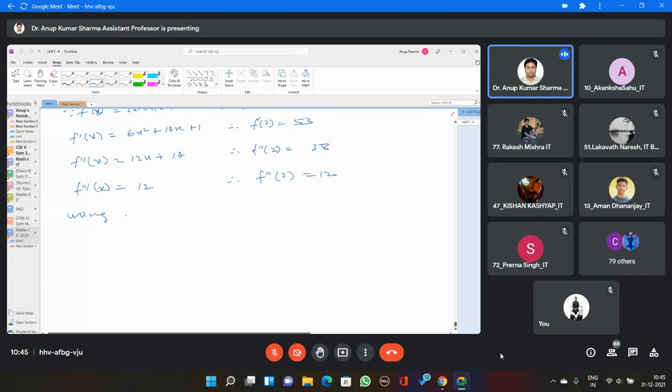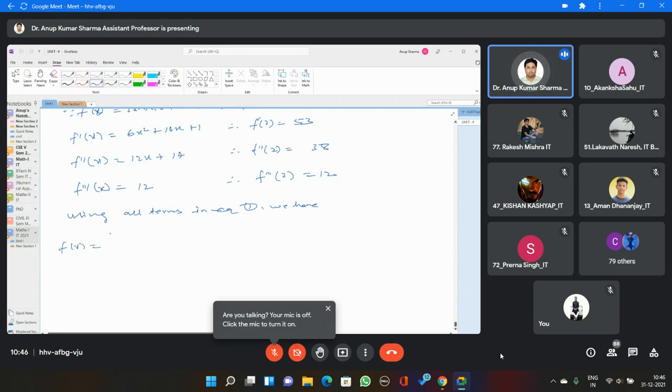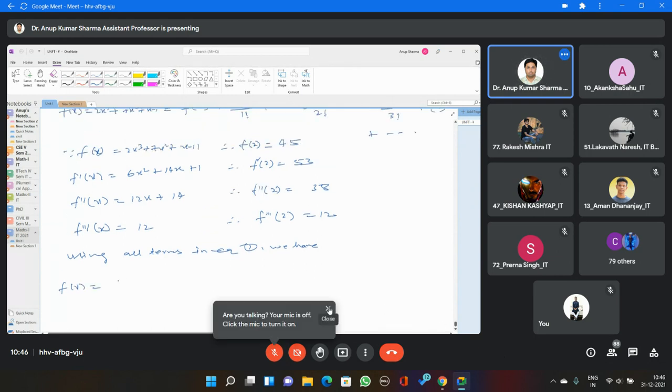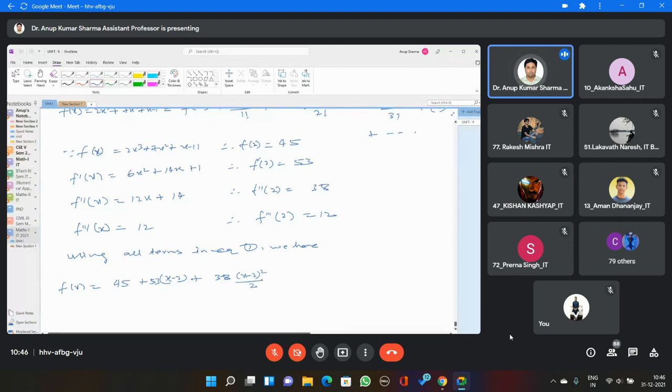So using all terms in equation 1, what we write is f(x) is equal to 45 plus (x minus 2) times 53, plus next is 38 upon factorial 2 times (x minus 2) square by 2. Okay, we can cancel it.